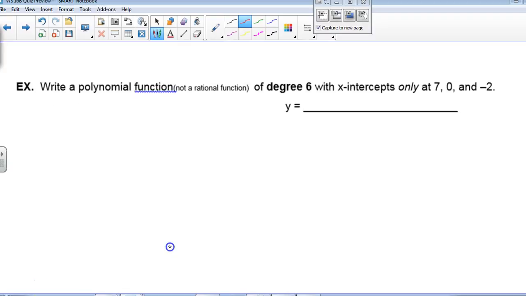All right, this is review. Polynomial function, not a rational function, so no denominator, of degree 6 with x-intercepts at 7, 0, and negative 2. Do you want me to do that one, or you want me to make up another one? We can just do this one? What would that look like? Anybody? X minus 7.